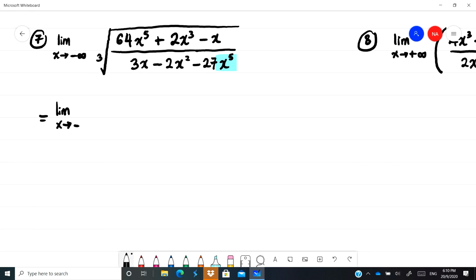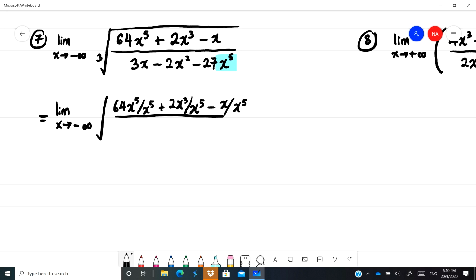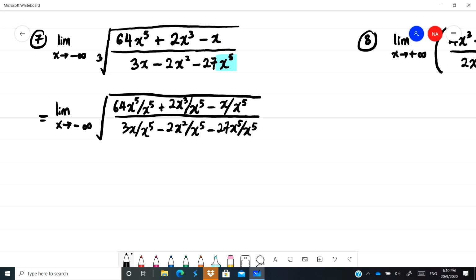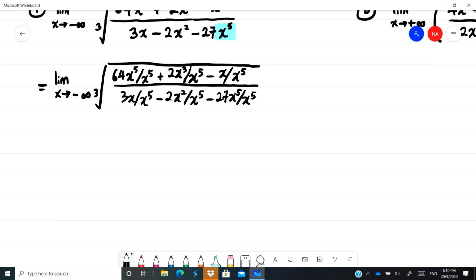So limit as x approaches negative infinity, everything should be divided by x to the power of 5. Plus 2x to the power of 3 over x to the power of 5, minus x over x to the power of 5, over 3x over x to the power of 5 minus 2x squared divided by x to the power of 5 minus 27x to the power of 5 divided by x to the power of 5. Please don't forget your cube root symbol. This is a cube root, be careful.